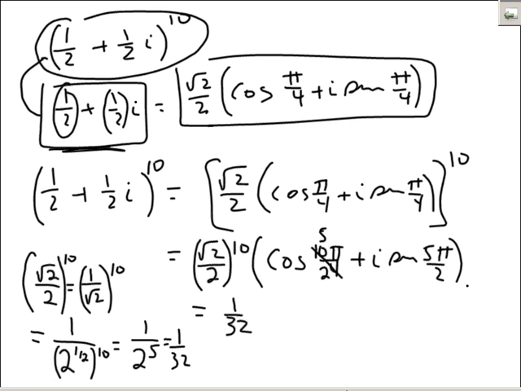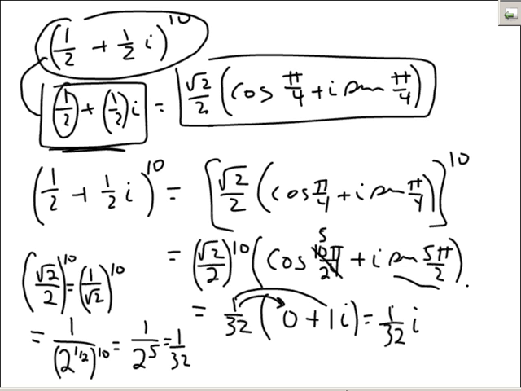Now, it turns out that the cosine of 5 pi over 2 is 0. And it turns out that the sine of 5 pi over 2, just use a calculator to figure it out, is 1. So you get 1 over 32 times 0 is 0. And 1 over 32 times 1i, or i, is just 1 over 32 i. You found out what this is without multiplying by yourself 10 times. It was a lot easier than multiplying it by itself 10 times. If you were to multiply it by itself 10 times, though, first I would factor out the half.